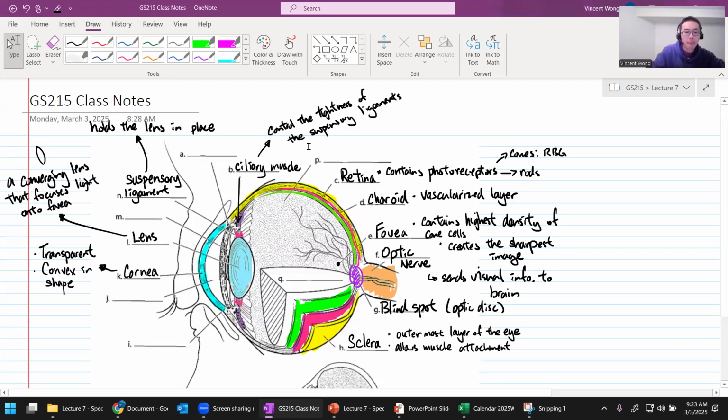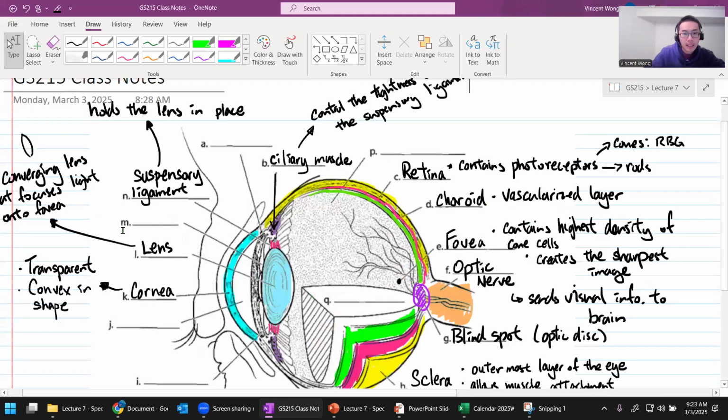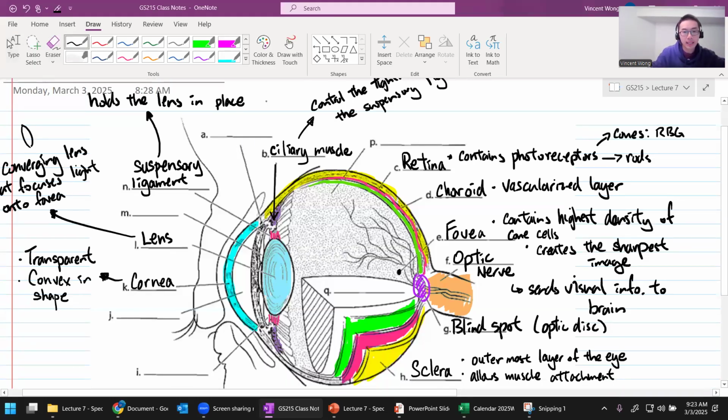All right. When we go through the PowerPoint slides, I will tell you how the muscles work with the ligaments in changing the shape of the lens as we shift focus from far away to nearby. All right. Another thing here. Actually, we'll get to A in a bit.